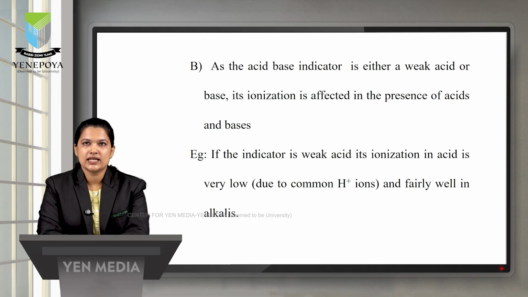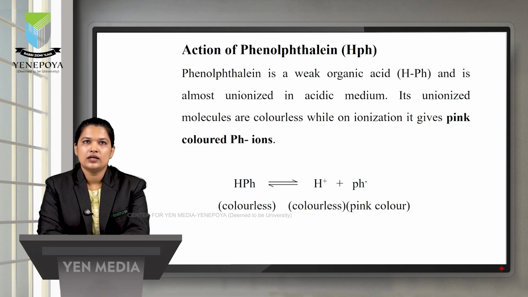The acid-base indicator is either a weak acid or a weak base, and ionization is affected by the presence of acids and bases. If the indicator is a weak acid, its ionization in acid is very low and fairly good in alkalis. The action of phenolphthalein: phenolphthalein is a weak organic acid, denoted as HPh, and is almost unionized in acidic medium. Unionized molecules are colorless, while on ionization it gives the pink colored Ph minus ion. The unionized form HPh is colorless and dissociates to give H plus and Ph minus. The Ph minus shows pink color.